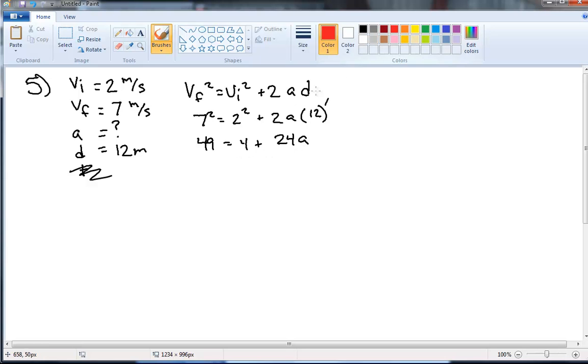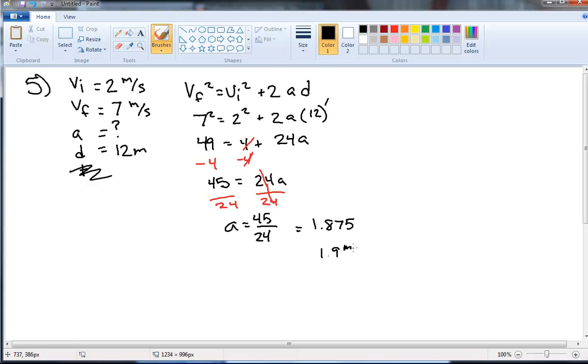Right, I need to get A by itself, so first I need to subtract 4 on each side. Right, 49 minus 4 is 45, and that's going to be equal to 24A. Now I need A by itself, so I'll divide each side by 24. Cancel on my right hand side. I'll be left with A equals 45 divided by 24, which is 1.875. So the answer here is going to be 1.9 meters per second squared.